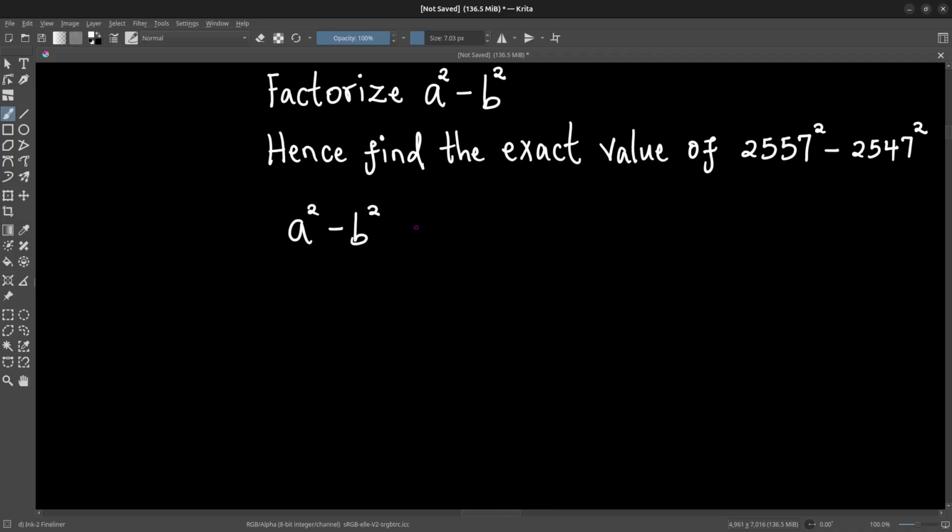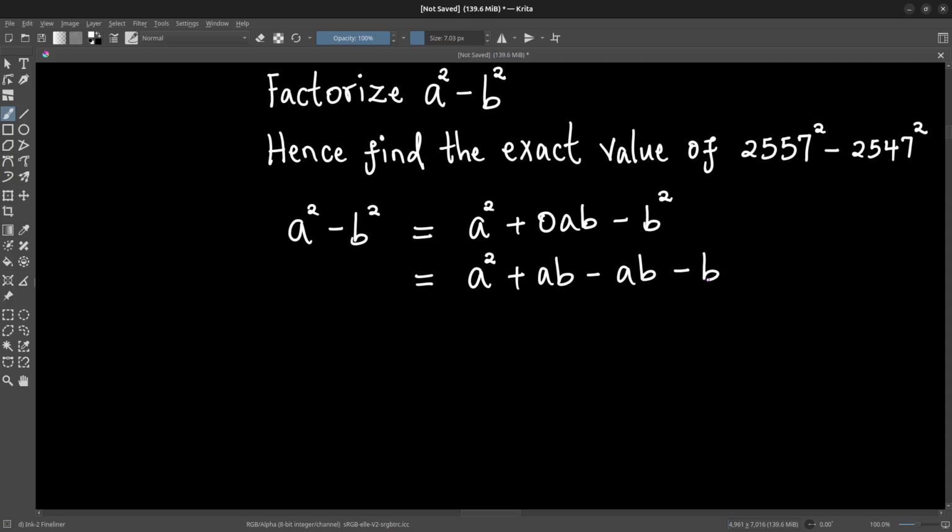So a squared minus b squared is the same thing as writing a squared plus 0ab minus b squared, which is the same thing as writing a squared plus ab minus ab minus b squared. And then we take these terms in pairs. So our first pair is going to be this, and this is going to be our second pair.